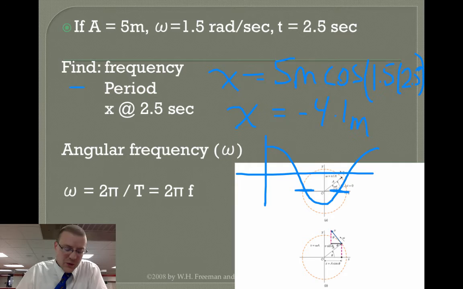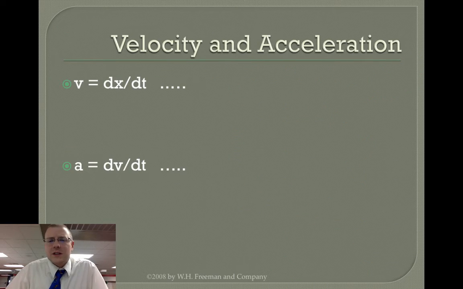Well, that's where time, period, and frequency are going to come in. Knowing that omega is 2 pi over T or 2 pi f, I want you to figure out the frequency and the time period here and tell me, is that negative 4.1 going to be on the way back or towards that other amplitude? So what about velocity and acceleration?